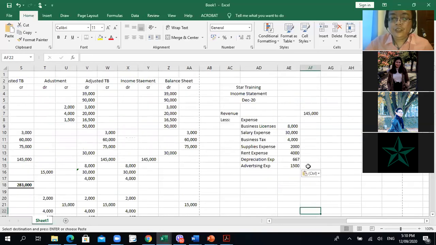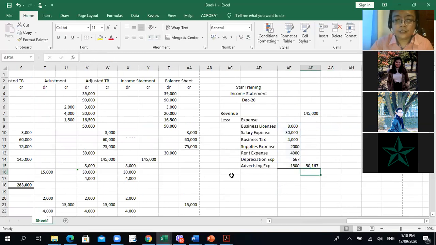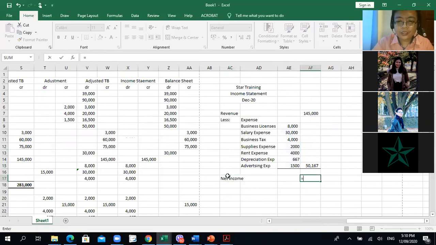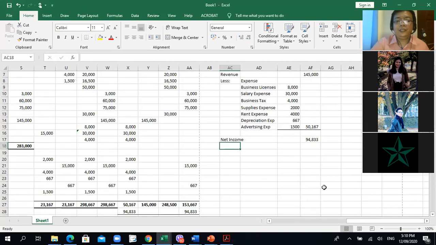Alright, so hopefully tama to. So sum of this. And so you have here net income. Hopefully same in your worksheet. Same ba? Yon. 94,833. Very good.